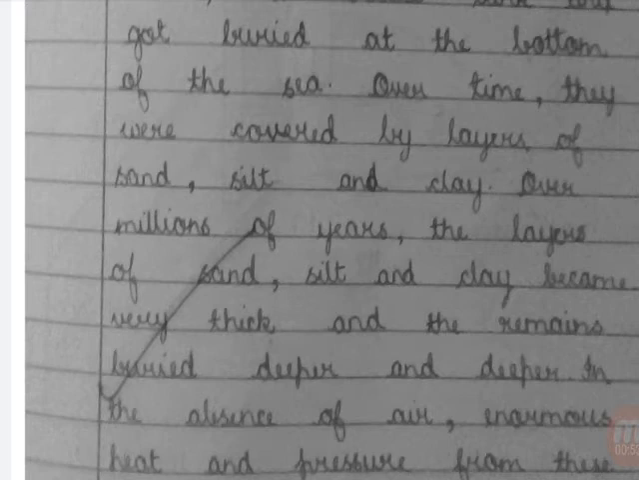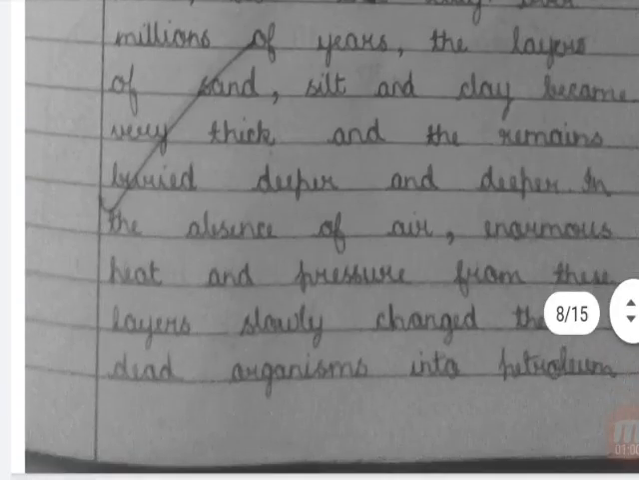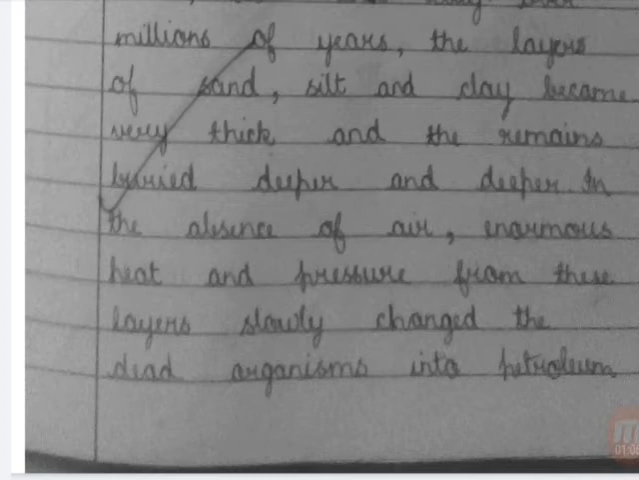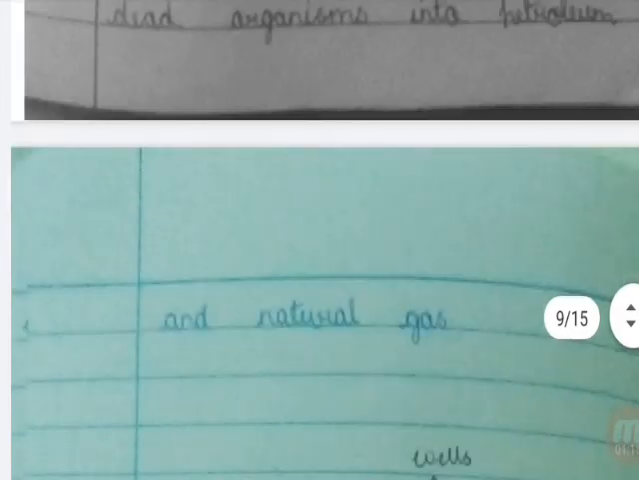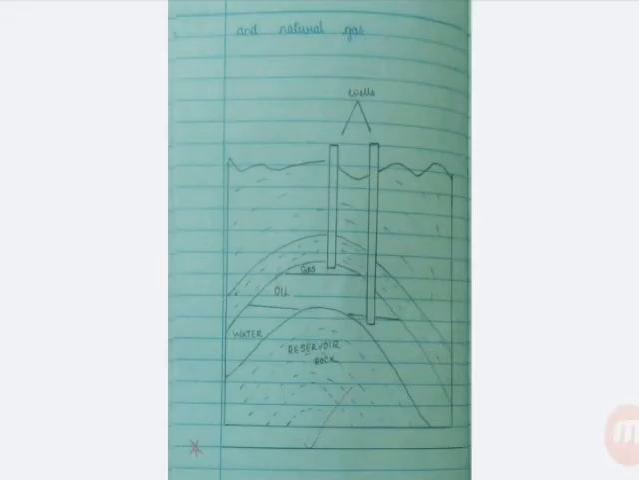And the remains were buried deeper and deeper. In the absence of air, enormous heat and pressure from the layers slowly changed the dead organisms into petroleum and natural gas. This is the diagram of formation of natural gas and petroleum.